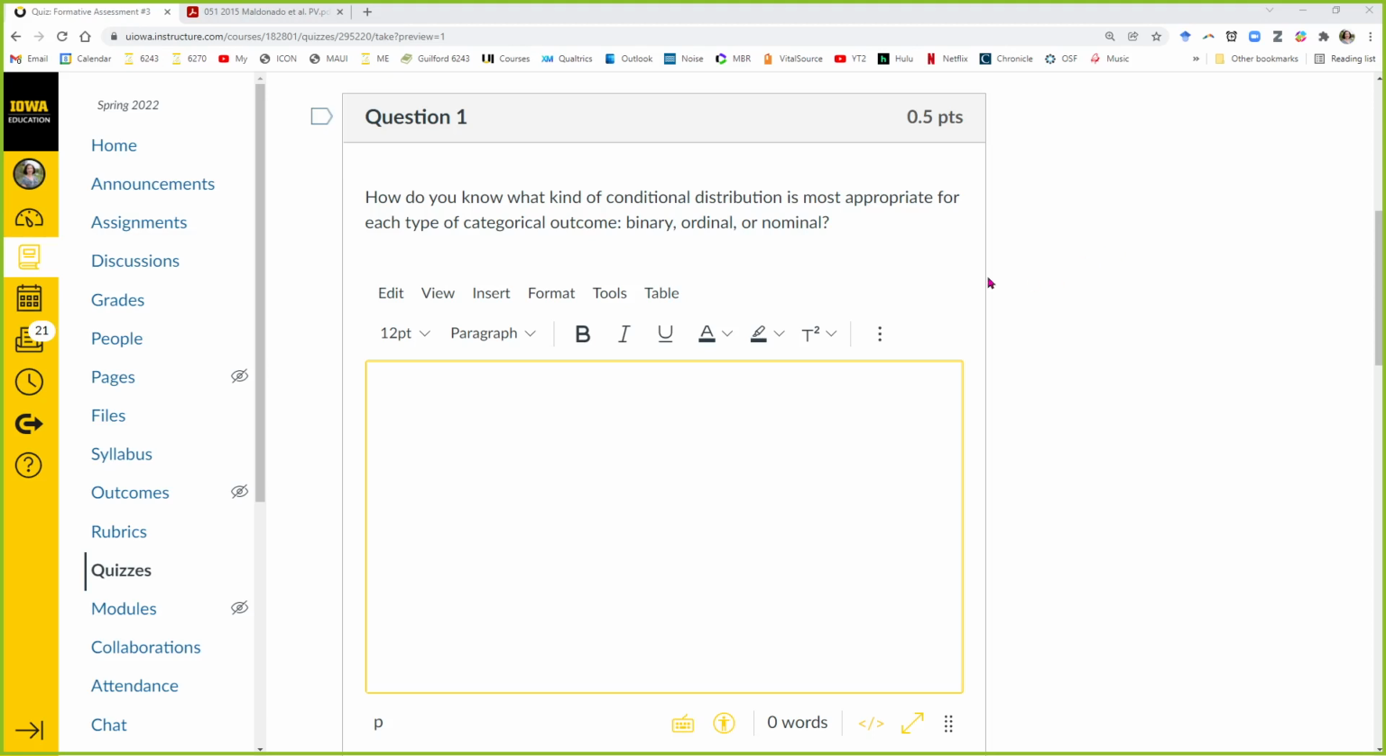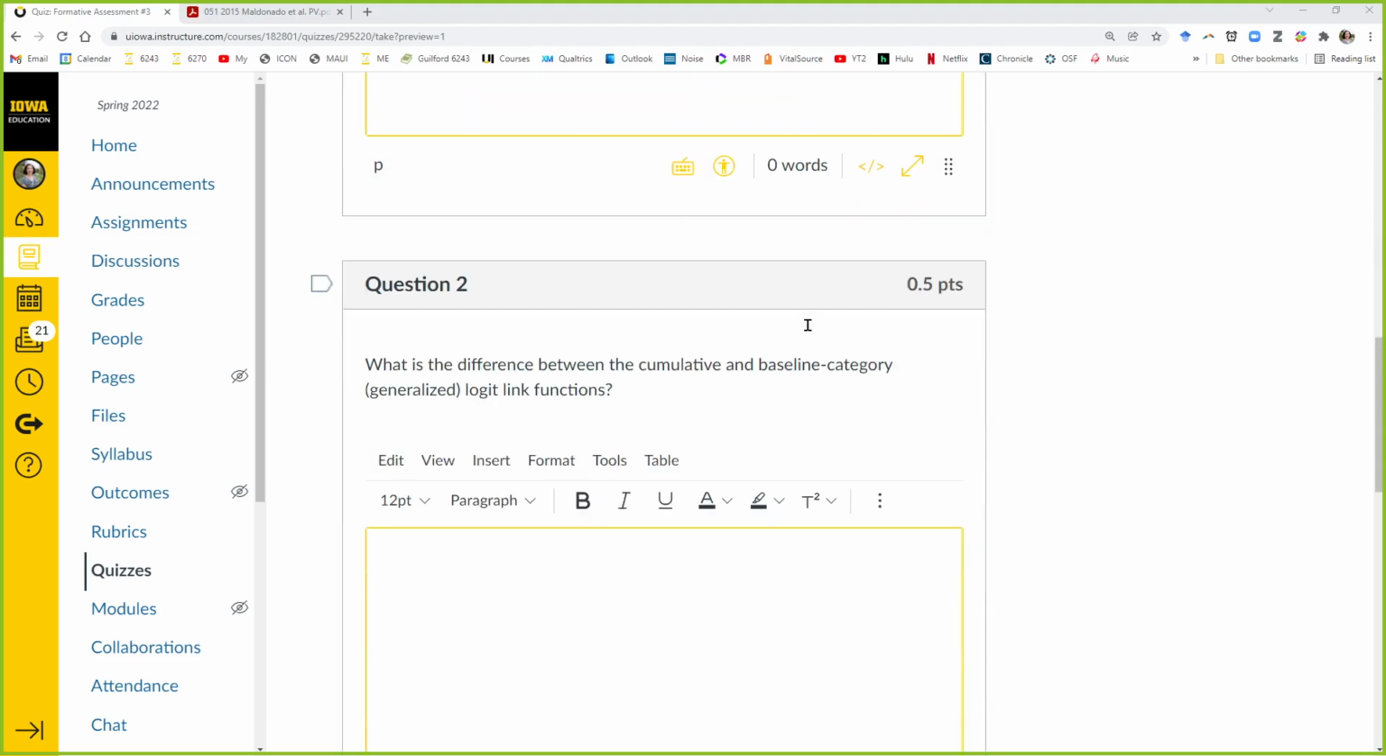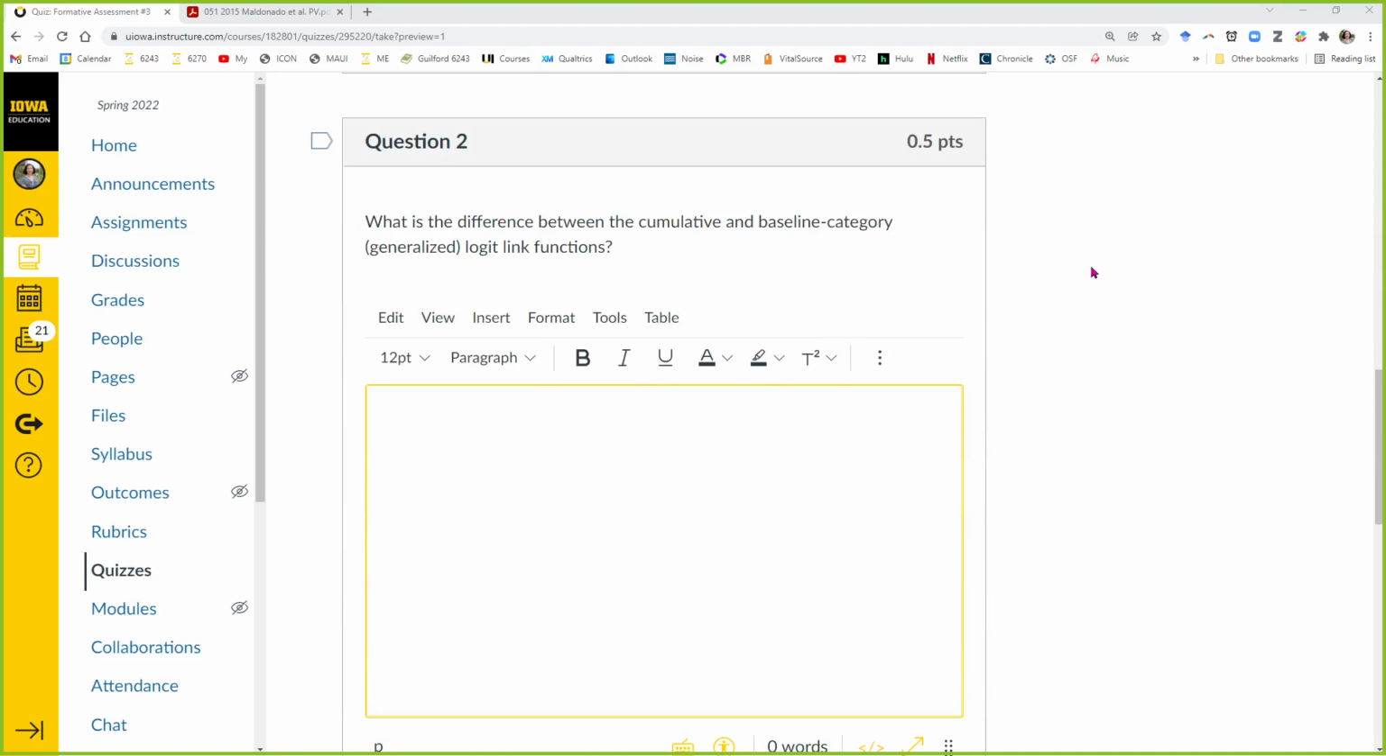So the distinction between ordinal and nominal is not in the distribution. They're both considered categorical outcomes. The distinction comes in the type of link function that you use to predict them. So that's what the other 2 questions were about. So what's the difference between a cumulative logit link function and a baseline category or generalized logit? What do you think?